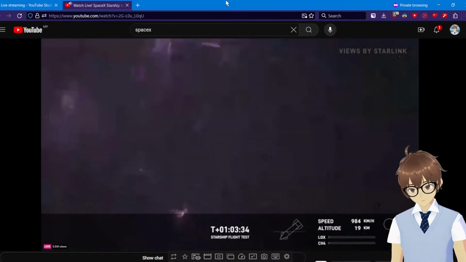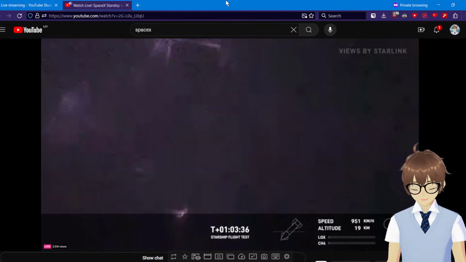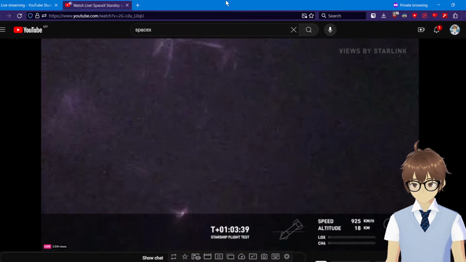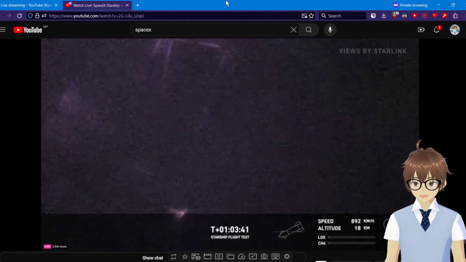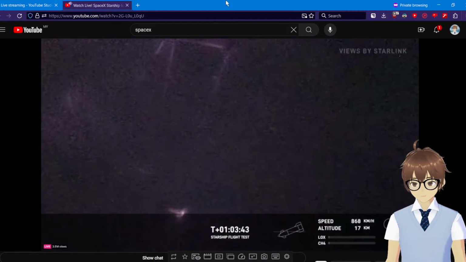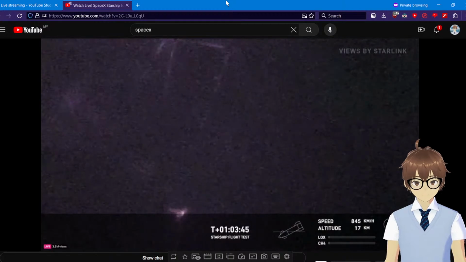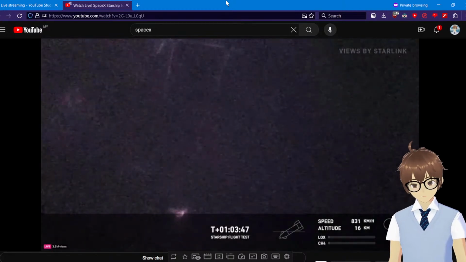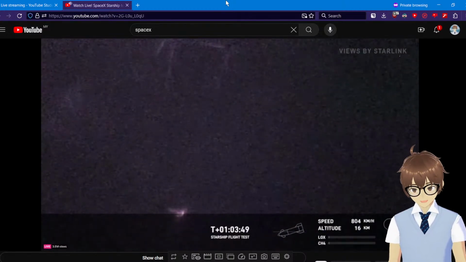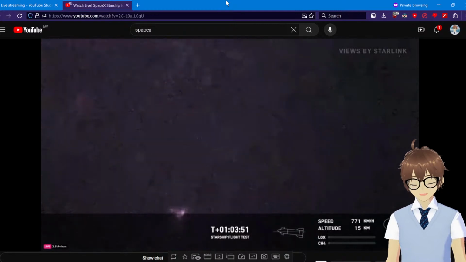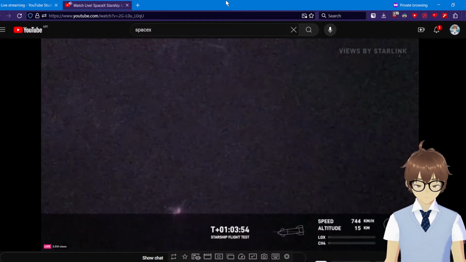Speed is under 1,000 kilometers per hour. Starship is at almost 20 kilometers altitude. Now keep in mind that even though we can't see anything, the data itself is what we really are watching. Speed is 900 kilometers per hour. Altitude is 17 kilometers. I'm not going to call out any more. Subsonic, they're telling us subsonic. It's traveling below the speed of sound. Good. Let's see. Can we land?